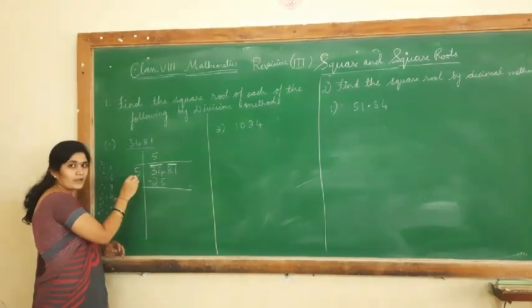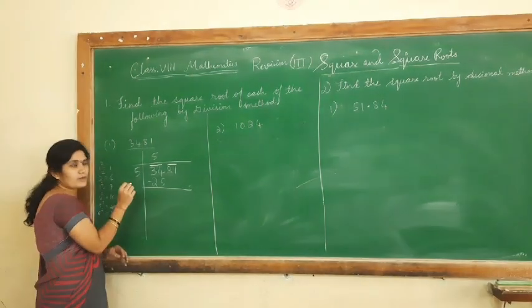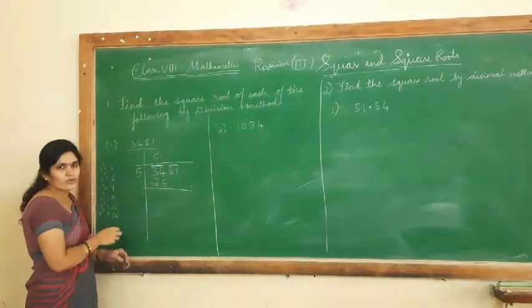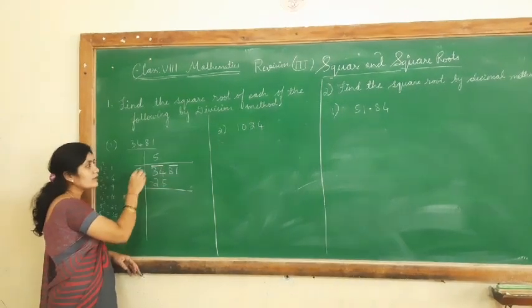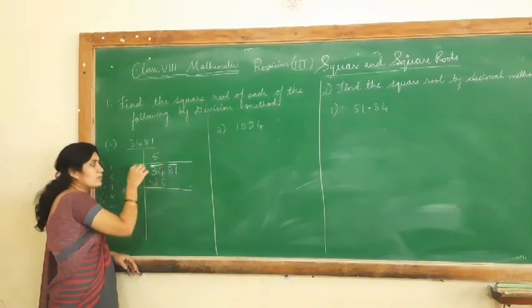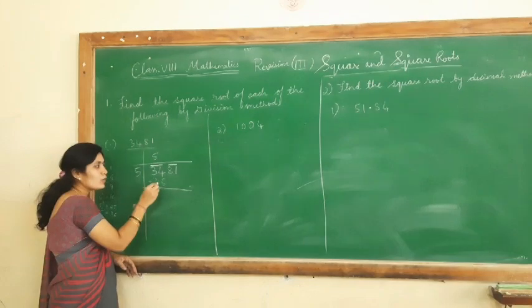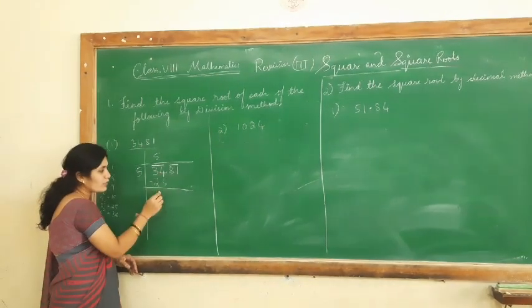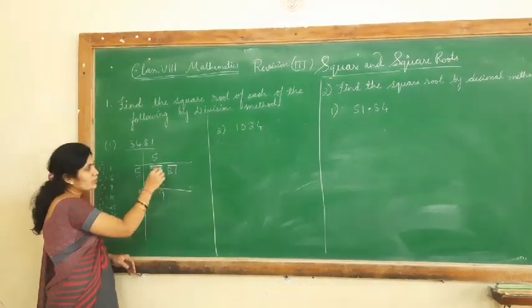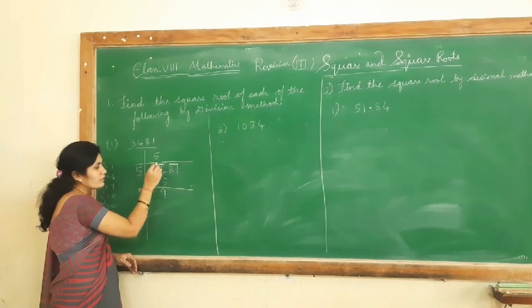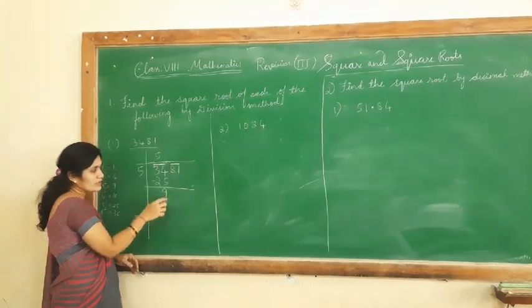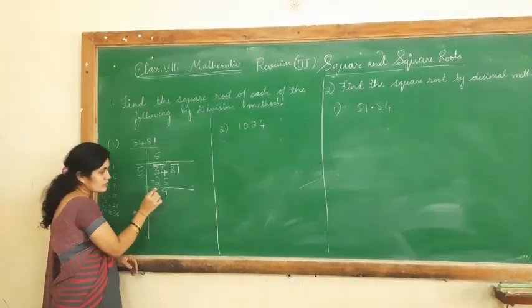Whatever number I am taking, I should prefer a square number here, because I am doing the square root division method. So whatever number you take here, the same number should be written here, because it is a square. 5 fives are 25. 34 minus 25 is 9. Because this will be 14, this will be 2. If you borrow 1, 14 minus 5 is 9. 2 minus 2 is 0.